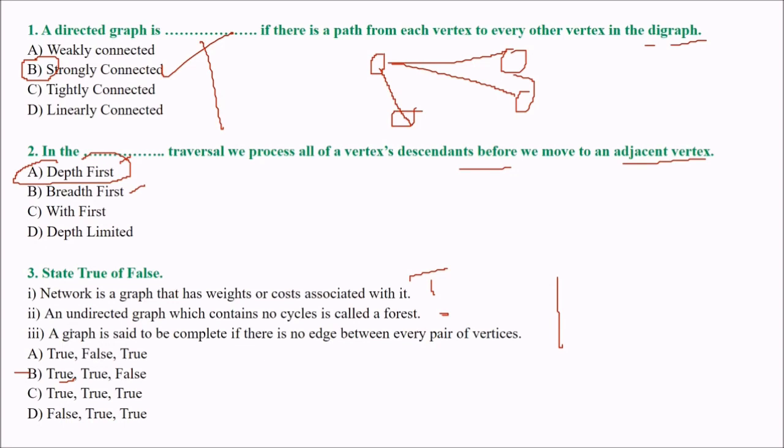Next one is, a graph is said to be complete if there is no edge between every pair of vertices. Now this is false. Okay. So first is true and the last is false. And the only option we know here is true and false. So we take B as the correct answer. So we assume this to be true. This is how we do it. So the options left for us would be like this only.